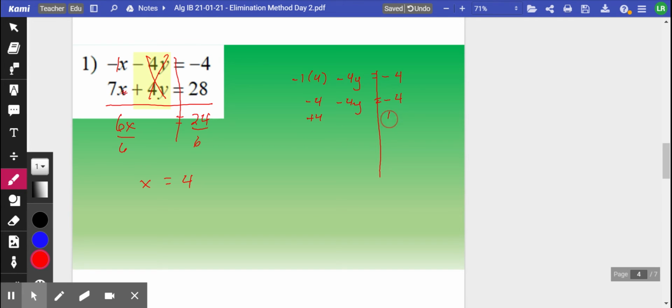Solve my two-step equation. Add 4 to both sides. I get 0. Divide by negative 4. And 0 divided by negative 4 is 0. So my answer here is 4, 0. X, Y. Okay. All right, let's do another one here.